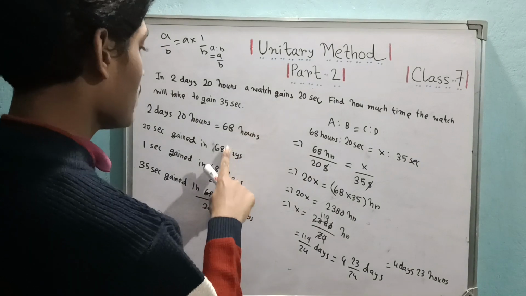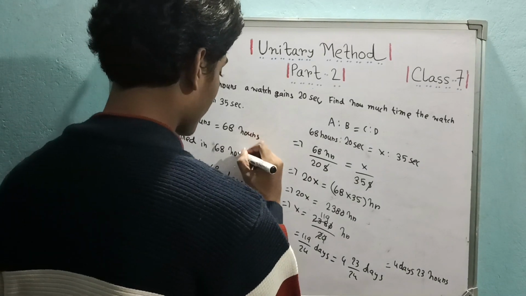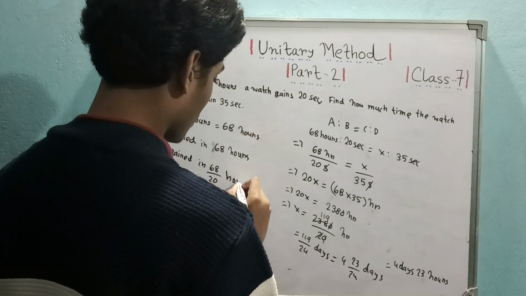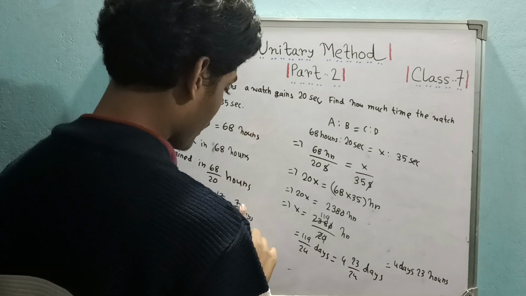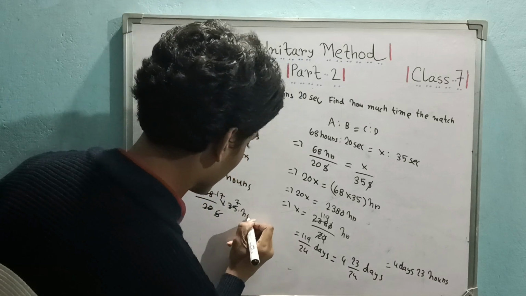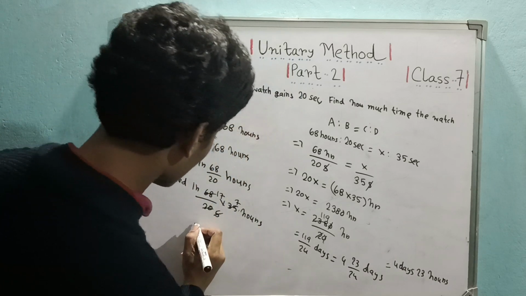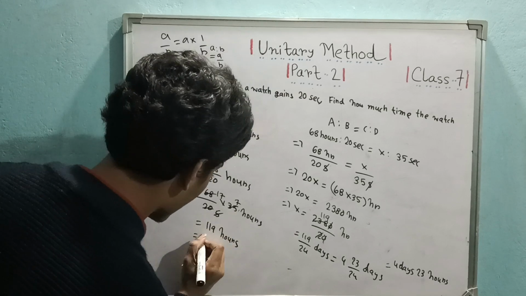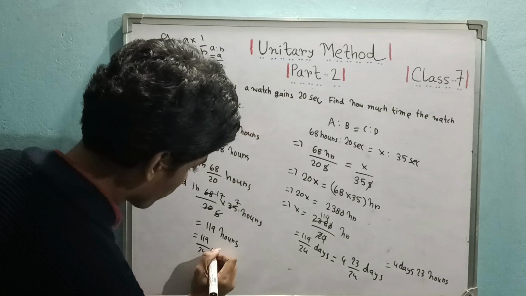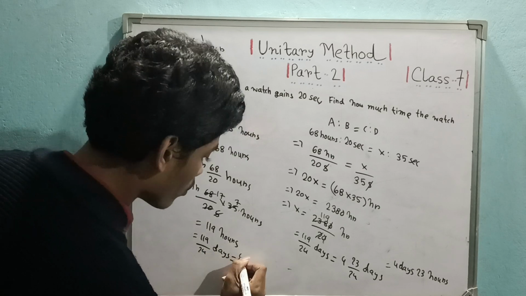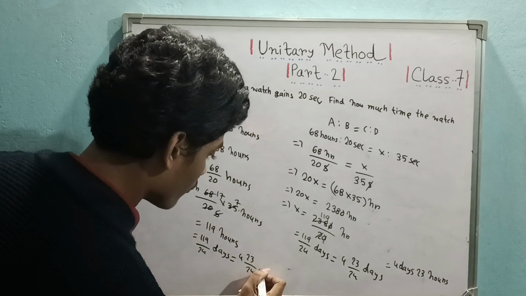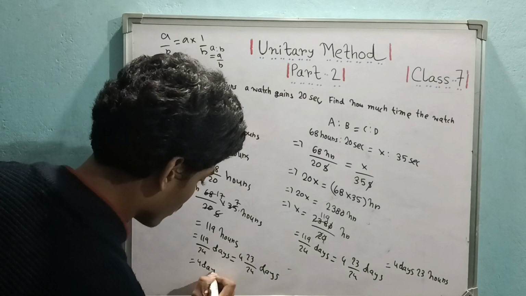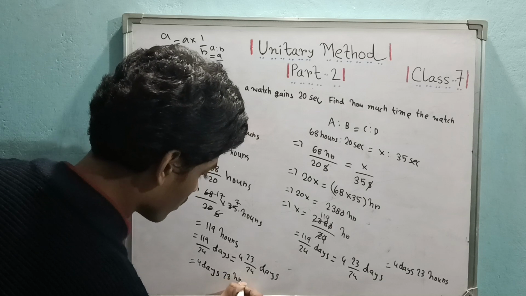Oh, sorry. Horrible mistake. This is hours, not days, my dear brain. I got horrified right after seeing that. 17 into 7 equals 119 hours. And that is equal to 119 by 24 days, equal to 4 whole 23 by 24 days, which is equal to 4 days 23 hours.